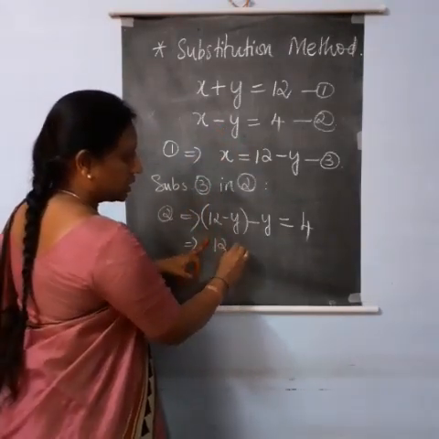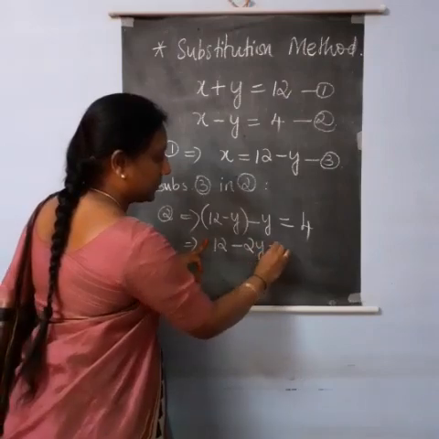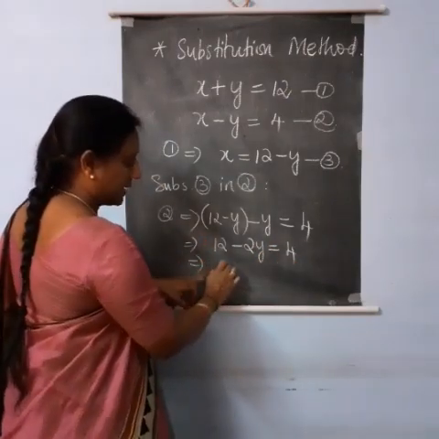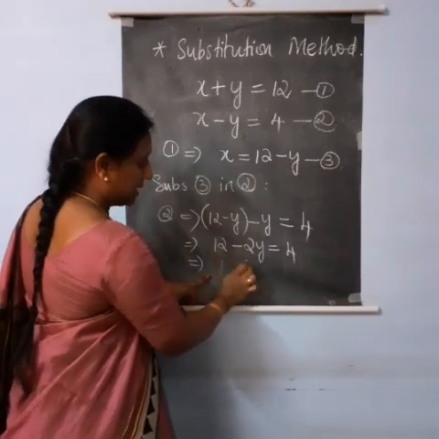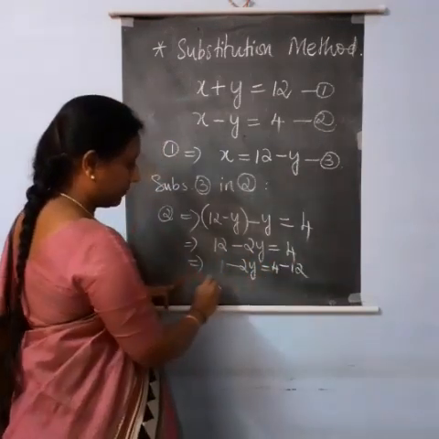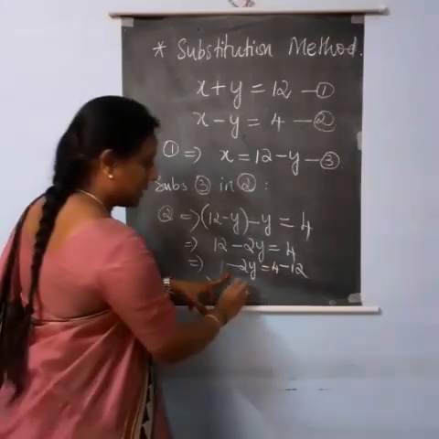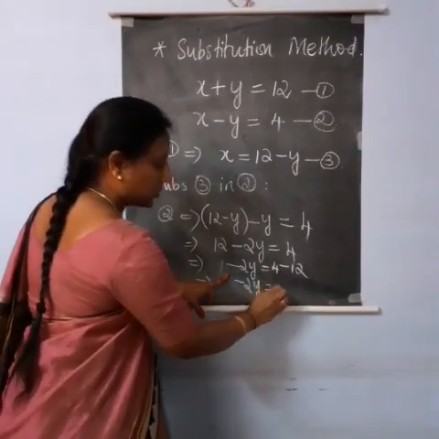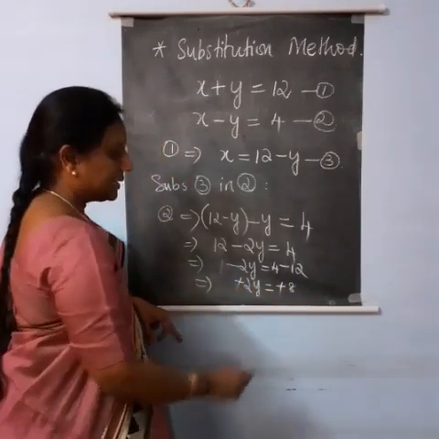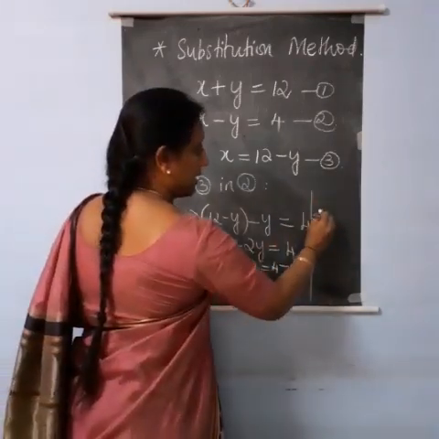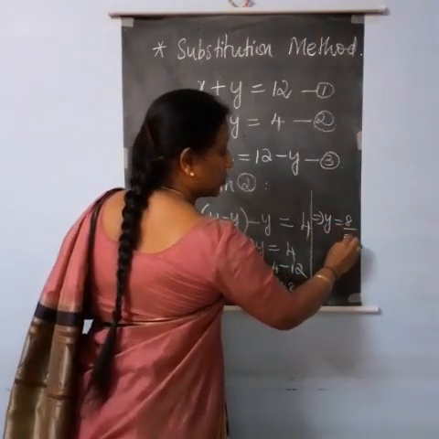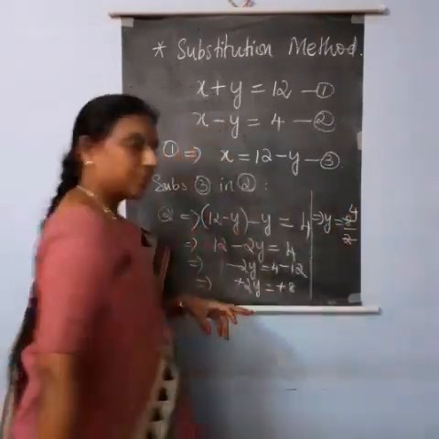This will become 12 minus 2y equal to 4, right? So what does that imply? Minus 2y is equal to 4 minus 12. So what does that imply? Minus 2y is equal to minus 8. Cancel the sign. So what do you get? That implies y is equal to 8 by 2, which is 4.